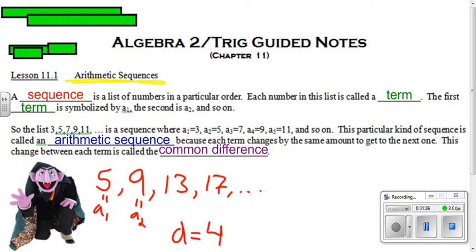So kind of like Mr. Count over here, we're just determining where we're starting from, our a sub 1, and we know how much we count by, 4. As long as we're counting by the same amount each time, 4, 4, 4, 4, it's an arithmetic sequence.